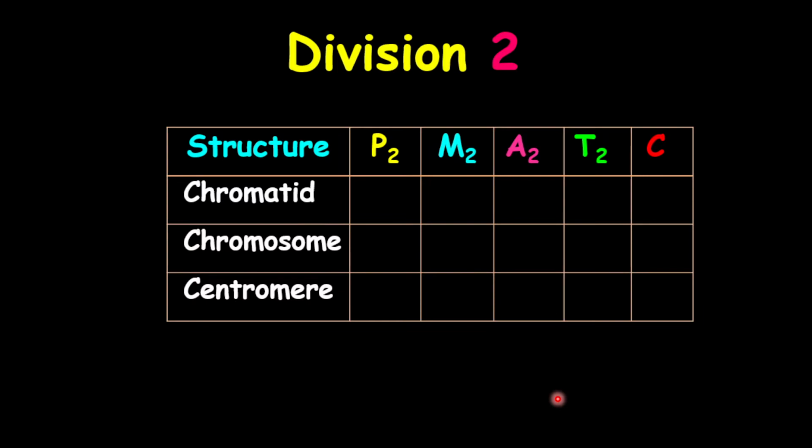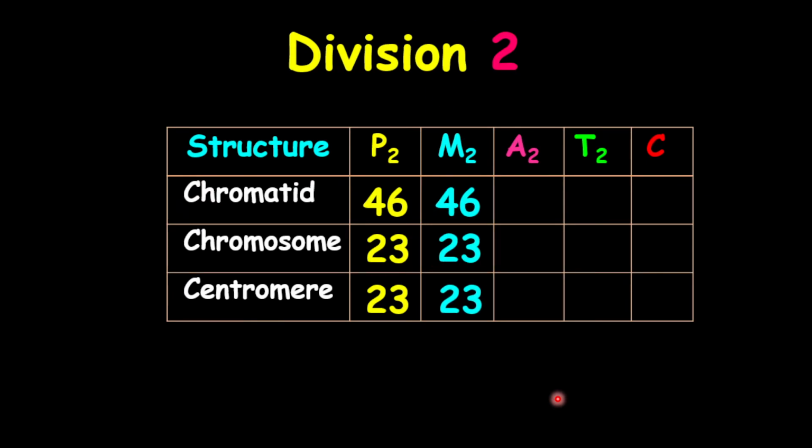Now remember the numbers from division 1: we have 46 chromatids, 23 chromosomes, and 23 centromeres. Division 2 is like mitosis, so therefore the chromosomes will align in the middle in single file. The numbers are not changing.